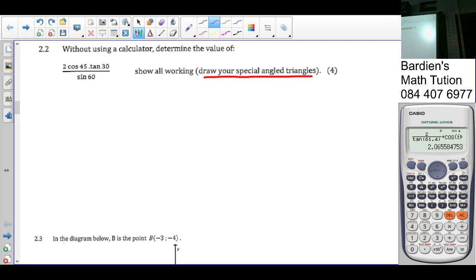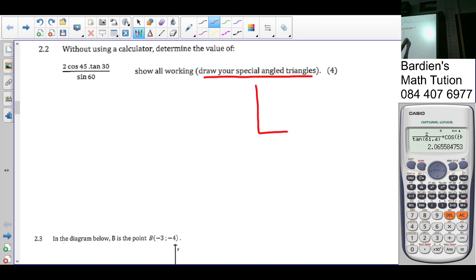Because there is an exam that you will write later on when you apply for universities. It's called the National Benchmark Test. It's a 3-hour maths exam that you write without a calculator. There's quite a bit of tricks in there as well, where you have to work out values without the calculator, using exactly the special angle triangles. So make it a habit of knowing them.